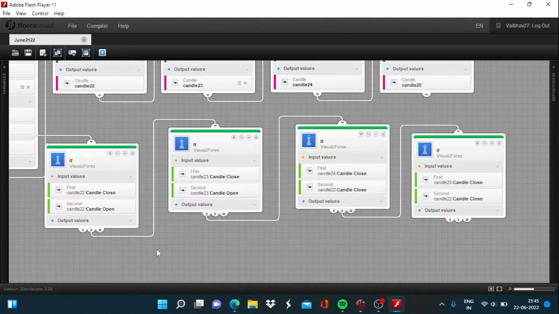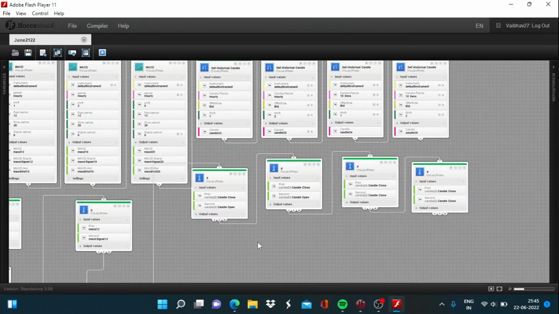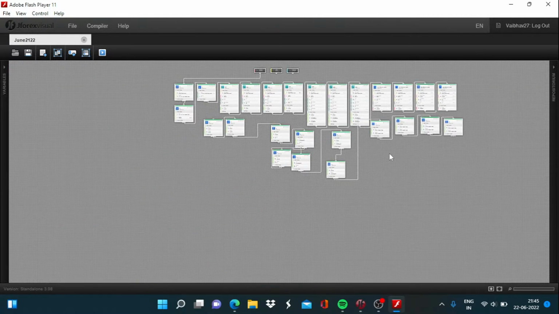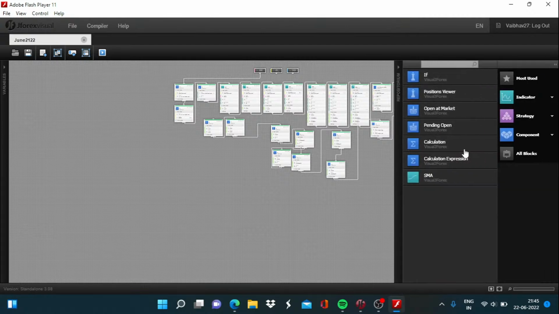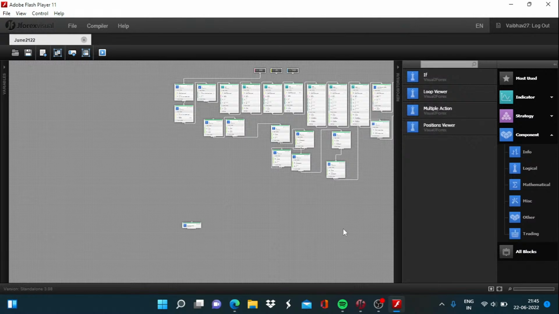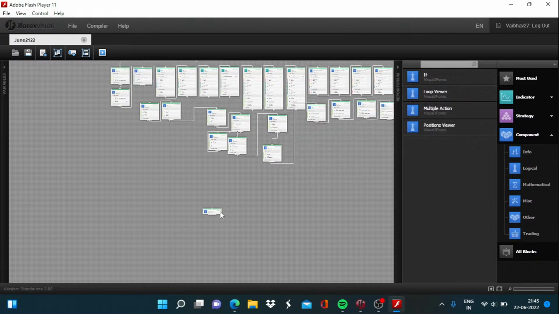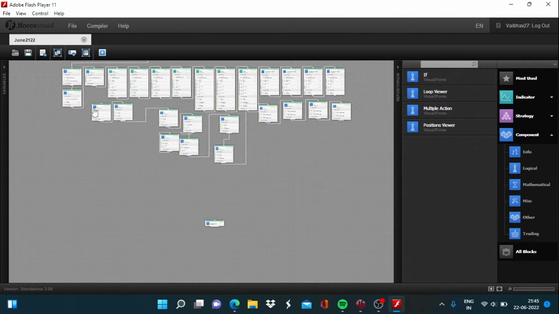So after that, we take in the multiple action block, which is a logical component. Let me arrange these blocks on the lower side, which will not take much time.